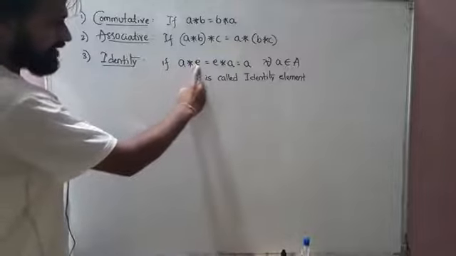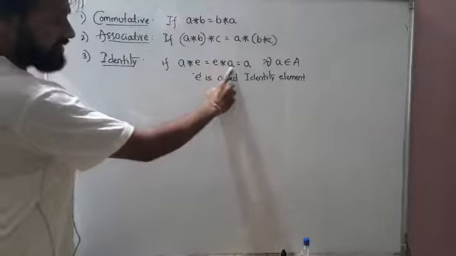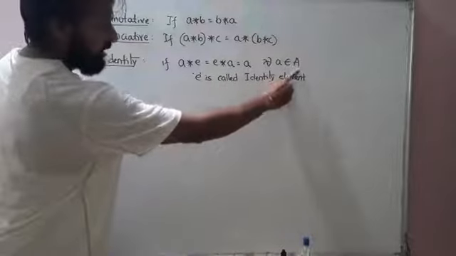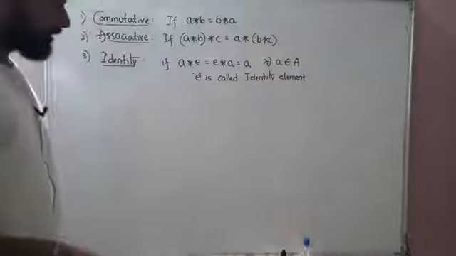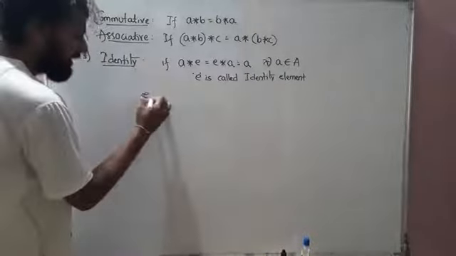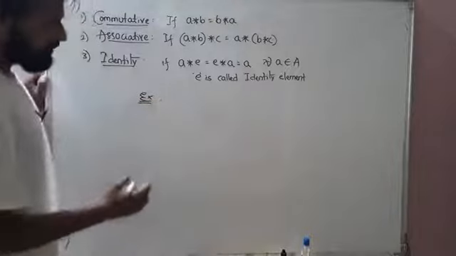If A star E is equal to E star A is equal to A, for all A belonging to the set, E is called the identity element. Let me give a quick note on this one. Let me take the addition operation, okay? Let me take star as addition.